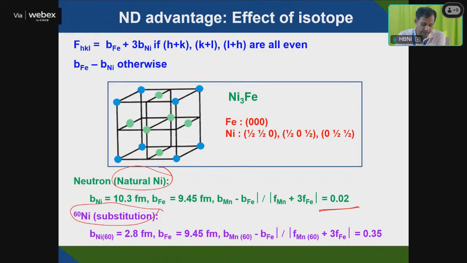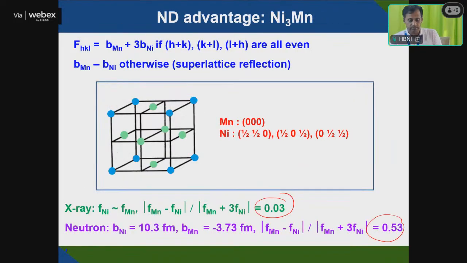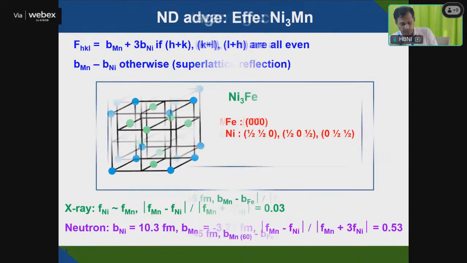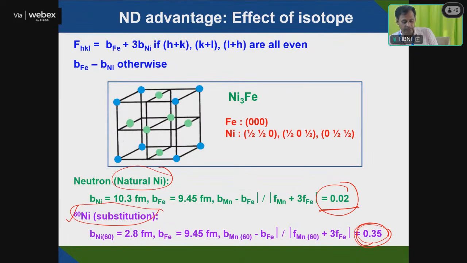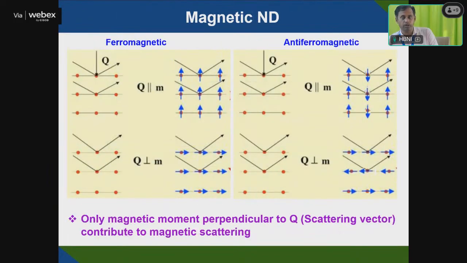With the nickel-60 isotope here, the structure factor remains and is not nulled out, but here it is almost 0. So that's why you are able to see the isotopic effect, as well as other information which you are not getting from XRD. Those you get from neutron diffraction.